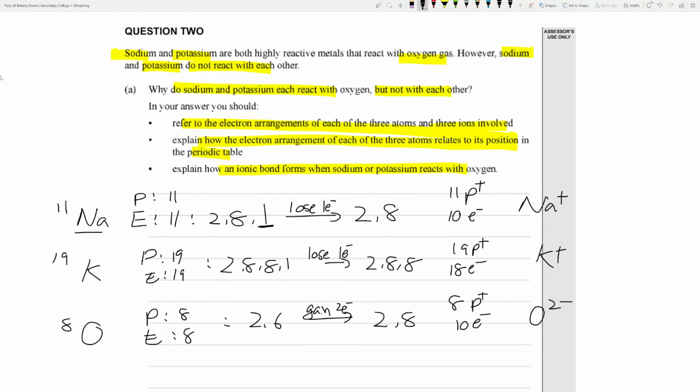Do I do chemical reaction level 1? No, I don't, because that's not the standard that a lot of schools do. So I just covered the majority here.